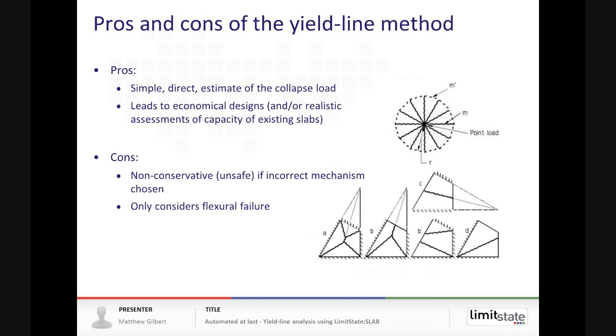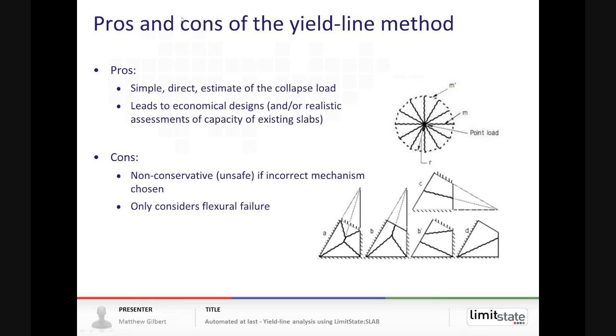So what are the pros and cons of the yield line method? Pros is it's pretty simple. Calculations are relatively simple. You get straight to the collapse load. You don't worry about what happens prior to collapse.